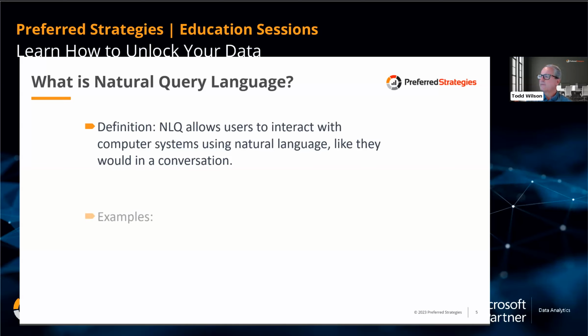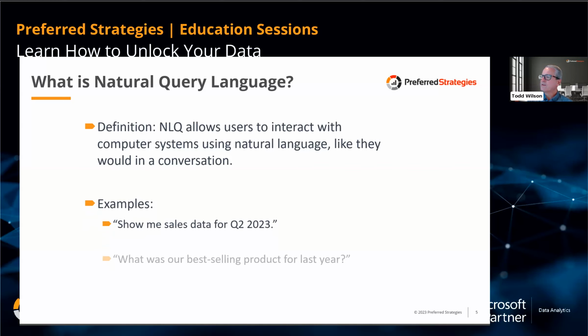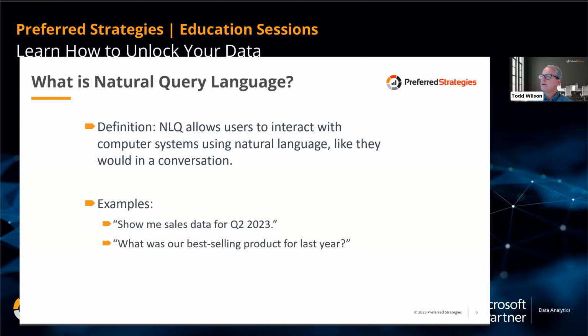today. Some examples of that in the context of our organizational setting, things like show me sales data for Q2 of 2023. Very simple phrase that keeps you from having to go to that dashboard or that report and filter through. Simply ask the question, what was our best-selling product for last year? And if you weave this into more predictive analytics or machine learning and AI that's built into your underlying data, you can even ask the same question about the future.